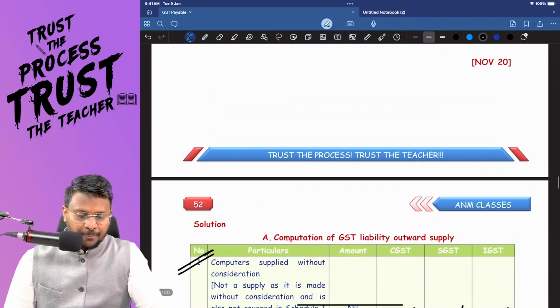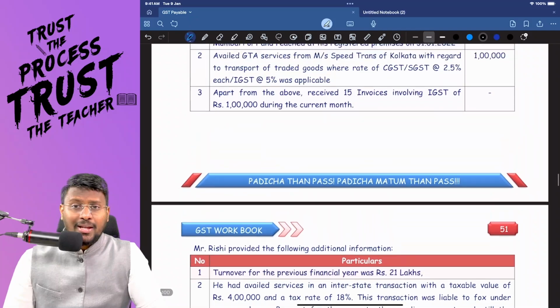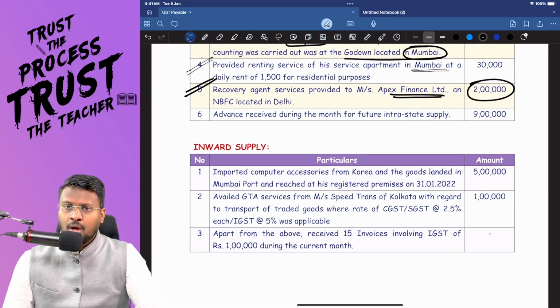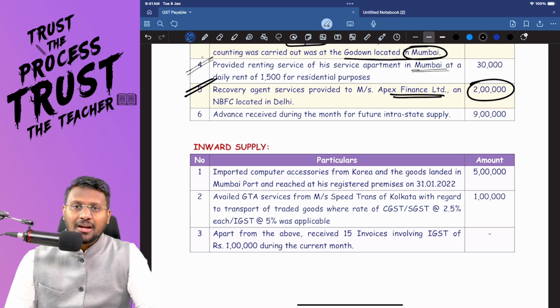Are you all ready with me? So you should be very well versed with the RCM provisions also. Provisions like goods transport agency, insurance agent, recovery agent, legal services by an arbitral tribunal, sponsorship services, security services, etc.